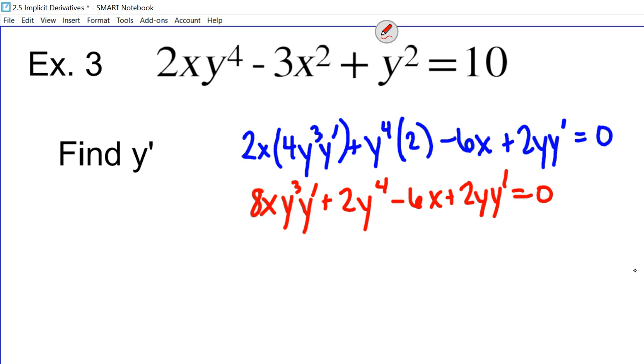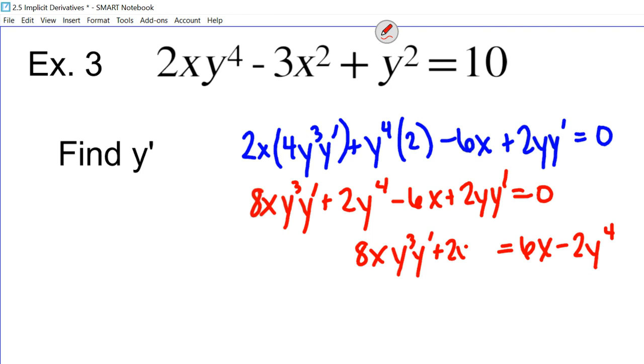Raise your hand if you got to this point. Okay, second step, all I did was simplify and combine some terms. What would you do at this point, since this is the step we haven't done quite yet? Okay, so we have these middle two that don't have y prime. So I'm going to subtract the 2y to the fourth and add the 6x. So I am getting 6x minus 2y to the fourth on this side. And I'm left with 8x y cubed y prime plus 2y y prime. Raise your hand if you have that so far.